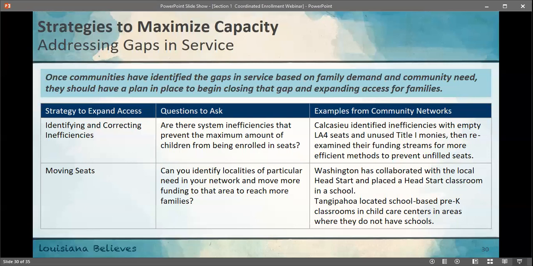Washington Parish Lead Agency has collaborated with the local Head Start in order to place an additional Head Start classroom in a school in a region of Washington that needed another classroom. Tangipahoa has also done something like this. They located a school-based pre-K classroom in child care centers in areas where they don't have schools, so they can provide more pre-K services in those regions of Tangipahoa.